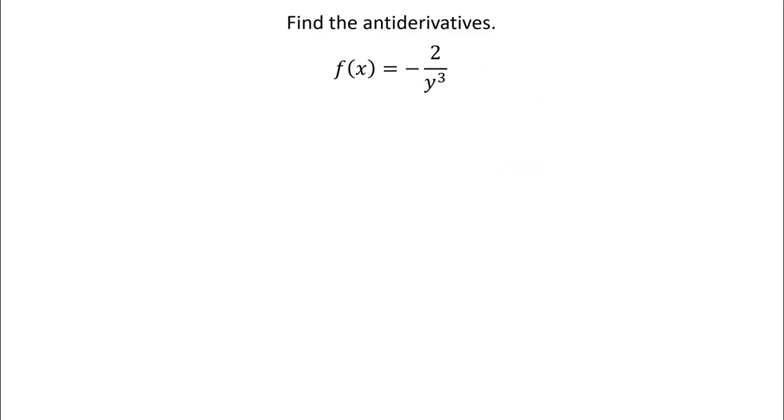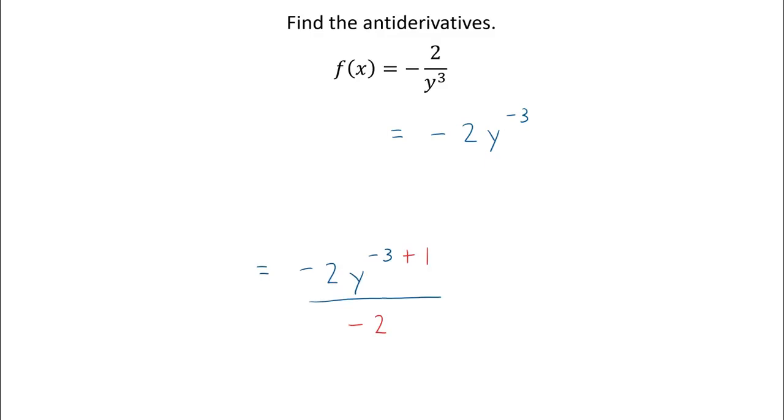Let's find the antiderivative of f of x equals -2 over y cubed. Well, in the same way that if we were differentiating this function, we would move the y cubed from the denominator to the numerator and make the exponent a -3, we're going to do that same thing when we find the antiderivative. So moving the y cubed up into the numerator gives us -2y to the -3.